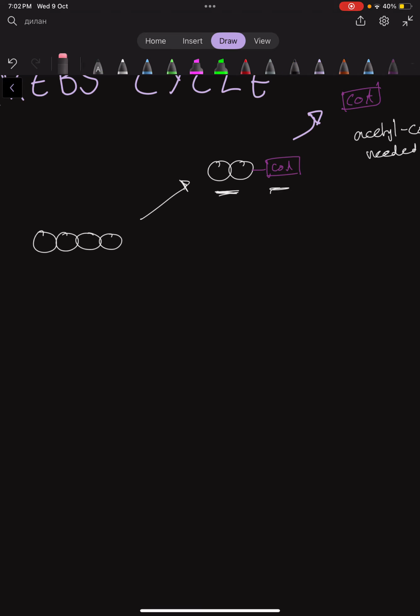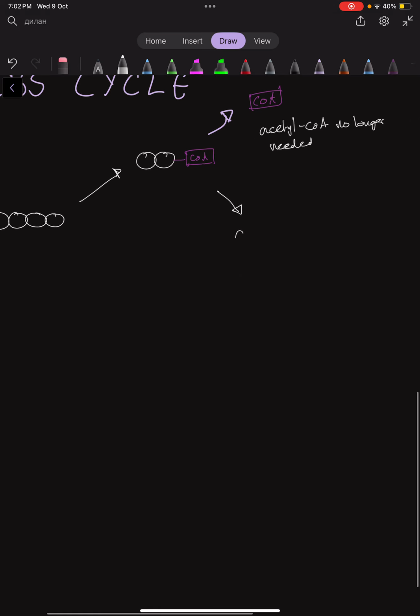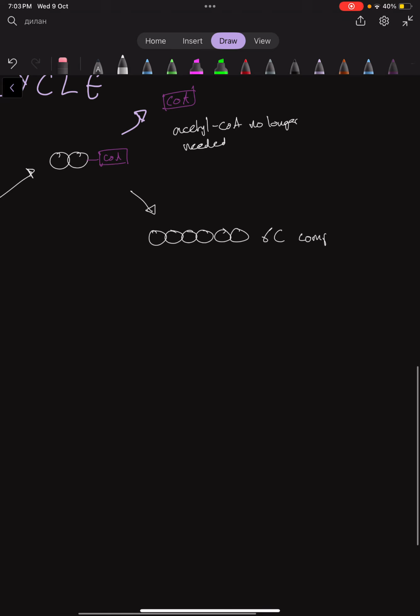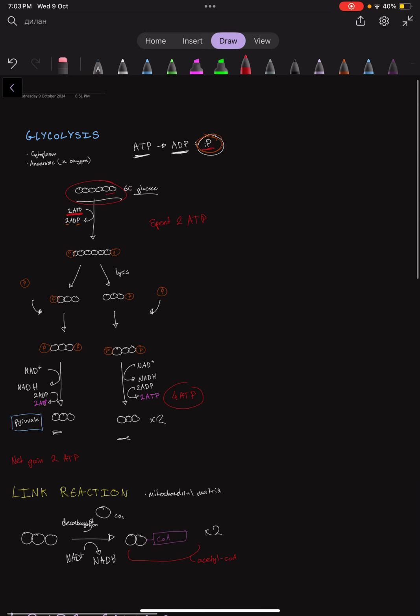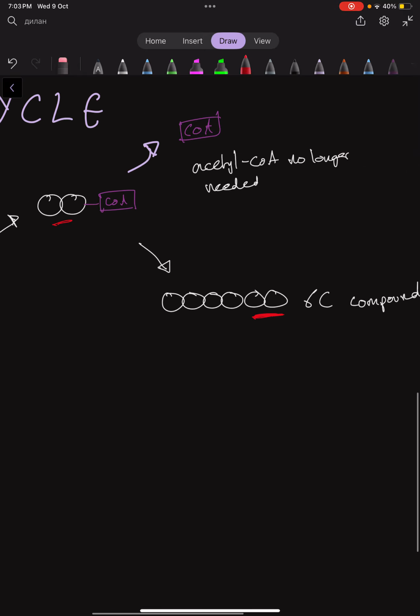So logically, 4-carbon compound plus 2-carbon compound minus the CoA is just a plain and simple 6-carbon compound. 4 plus 2 is 6, right? 6-carbon compound. We don't need to know the name of this. If we notice, 2 of these carbons are from the original glucose. Only 2 of these actually survived from the original glucose. Most of these are from the 4-carbon compound.